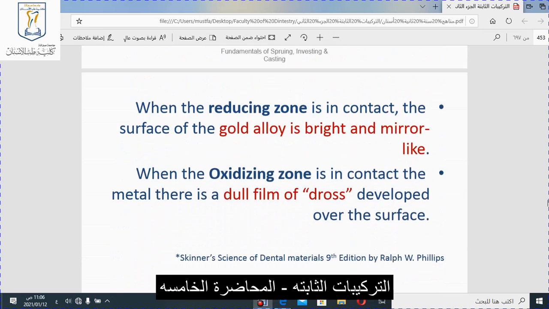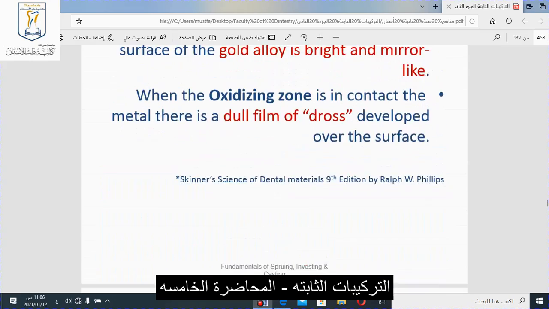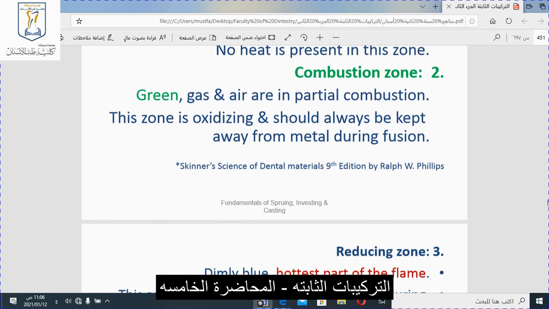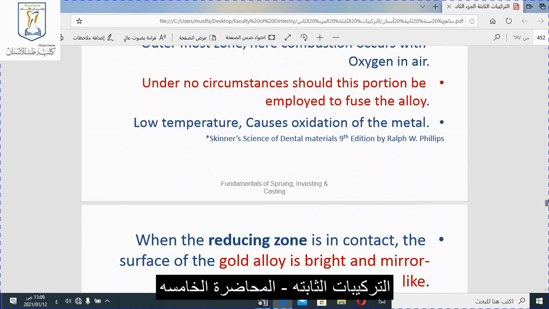So this is the way. Always, doctors and future doctors, melt in the reducing zone. We have to melt the alloy in the reducing zone to prevent problems. The first is to prevent oxidation of the alloy, discoloration of the alloy, and brittleness of the alloy. Okay.